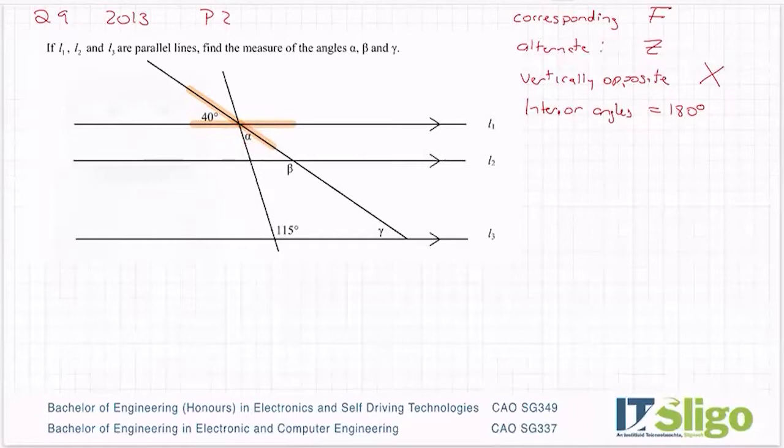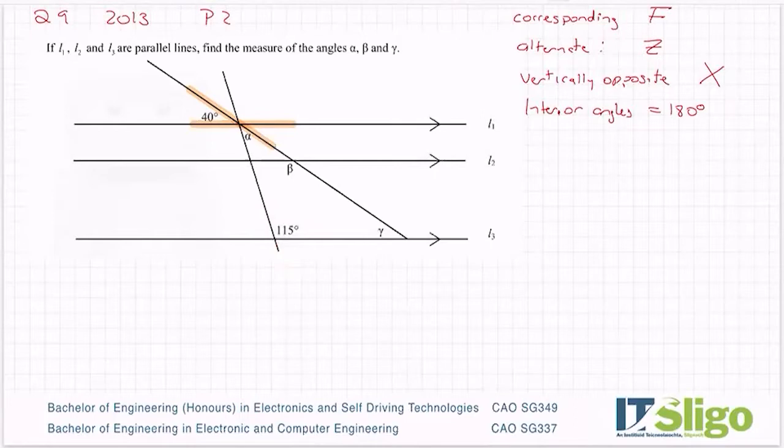So I didn't gain anything from that yet. I don't know A. A is actually vertically opposite this one up here, so I'd need to find this one first to be able to find A. Right, so let's have a look at the 115. Is there much we can do with that?